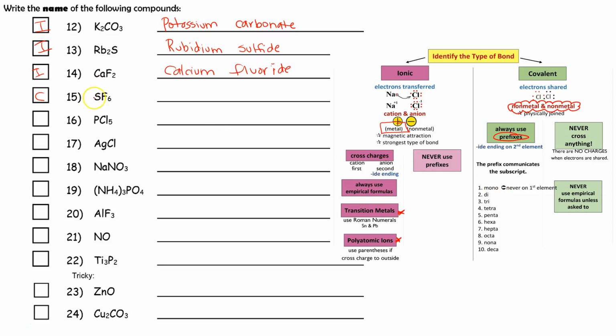So let's look at sulfur. Sulfur does have a subscript of 1, but I will not use mono because that would be on the first element. So I'm simply going to write down sulfur. Now we've got F6. The prefix for 6 is hexa. And don't forget, you have to put an IDE suffix on that second element. So we're going to do hexafluoride.